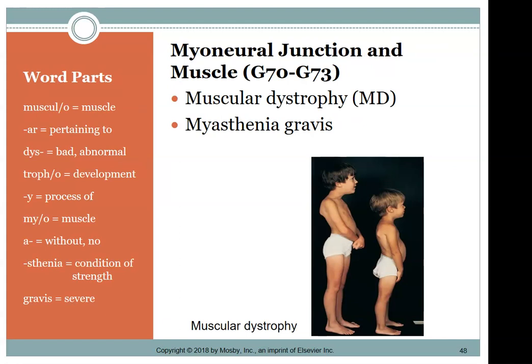Myoneural junction and muscles, codes G70 through G73. Muscular dystrophy is a group of disorders characterized as an inherited progressive atrophy of skeletal muscle without neural involvement. Myasthenia gravis is usually a severe condition characterized by fatigue and progressive muscle weakness, especially of the face and throat. The word parts: musculo is muscle, ar is pertaining to, dys is bad or abnormal, tropho is development, y is process of, myo, muscle, a, without or no, sthenia, condition of strength, and gravis, severe.